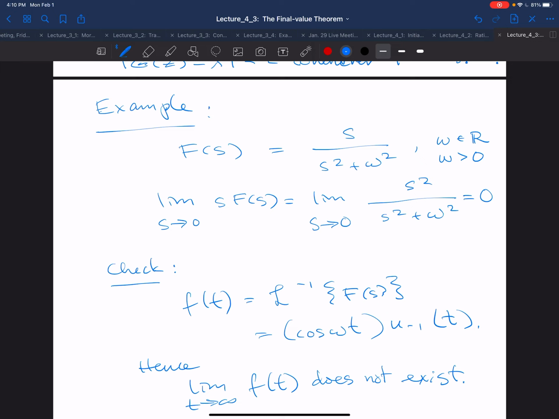Intuitively, that's because these non-zero poles on the imaginary axis correspond to terms in the inverse transform that are trigonometric functions, cosines and sines. So the limit as t goes to infinity of f of t does not exist. So this actually agrees with the final value theorem, which said that if the conditions on F of s aren't satisfied, then that final value does not exist.